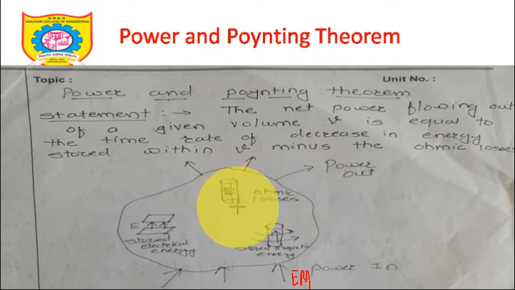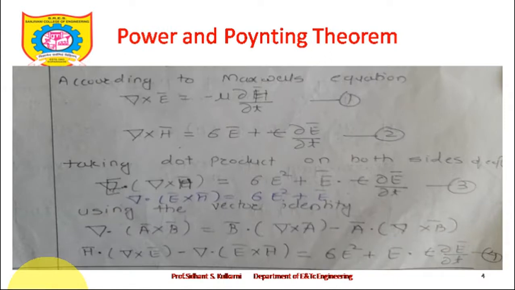So along with the energy stored in this volume, we also take into account the ohmic losses. I will read the statement once again: the net power flowing out of a given volume V is equal to the time rate of decrease in the energy stored within volume V minus ohmic losses. So power in minus these ohmic losses, and we will get a power out from this closed volume. Let's try to understand the basics of this through certain equations.